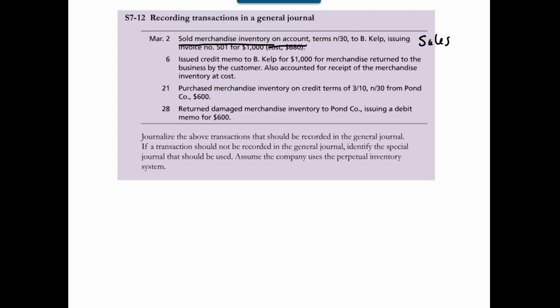The second one says issued a credit memo for merchandise returned to the business by the customer. So I sold stuff and they returned it. And so that one is going to go in the general journal. So it is $1,000, and on March 6th, that's going to be refunds payable. And then I'll have to credit his accounts receivable. That's what it means when it says a credit.